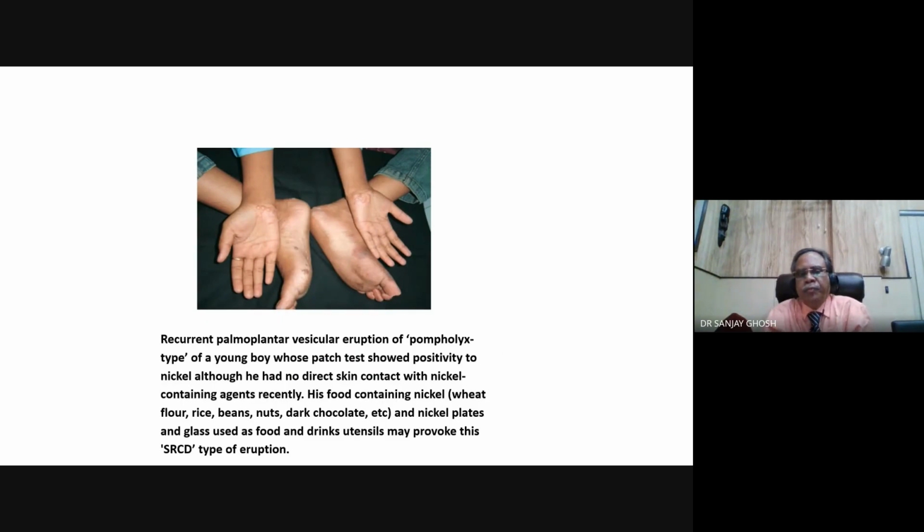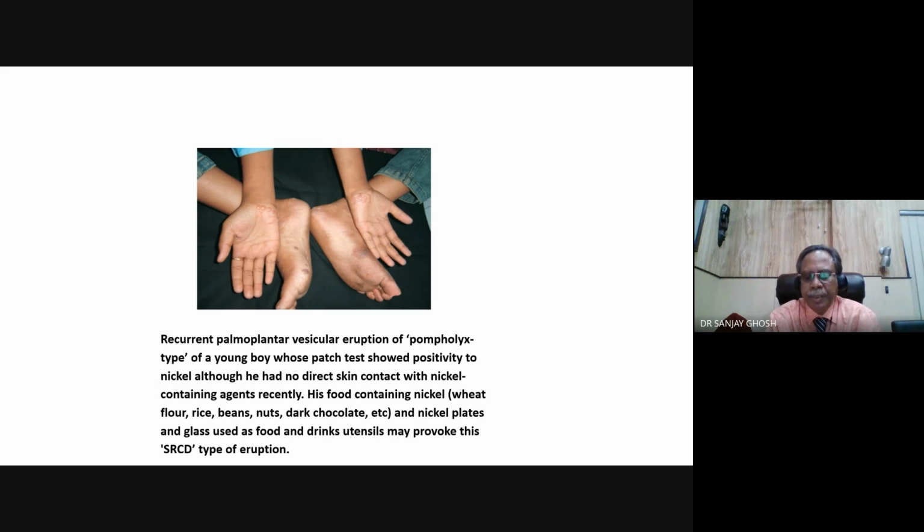Now this is very common. Pompholyx we see and diagnose as pompholyx, but now the term is vesicular dermatitis of hands and feet. So here we have to think in different ways. There could be certain systemic contact dermatitis, and very commonly we do patch test in all these cases. Sometimes we get nickel positivity or cobalt positivity, and there we stop nickel-containing food like dark chocolates, nuts, beans, spinach, etc.